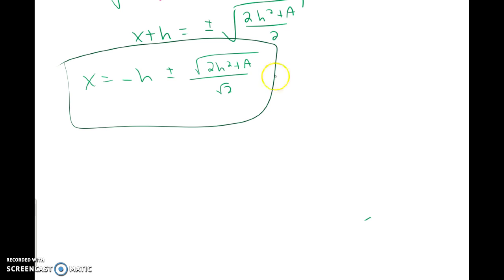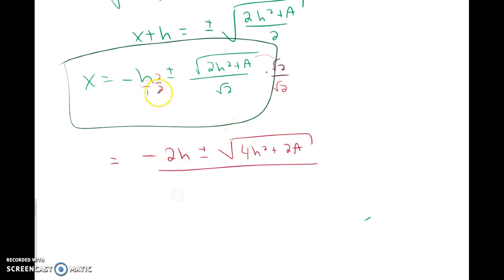I'm going to go further because it just doesn't feel right. I'm going to multiply by root 2 over root 2. Maybe multiply this by 2 over 2 to get a common denominator. Just try to make it look better. Negative 2h plus or minus the square root of. Now I could put that 2 inside there if I wanted to, so that would be 4h squared plus 2a, all over 2 and 2.